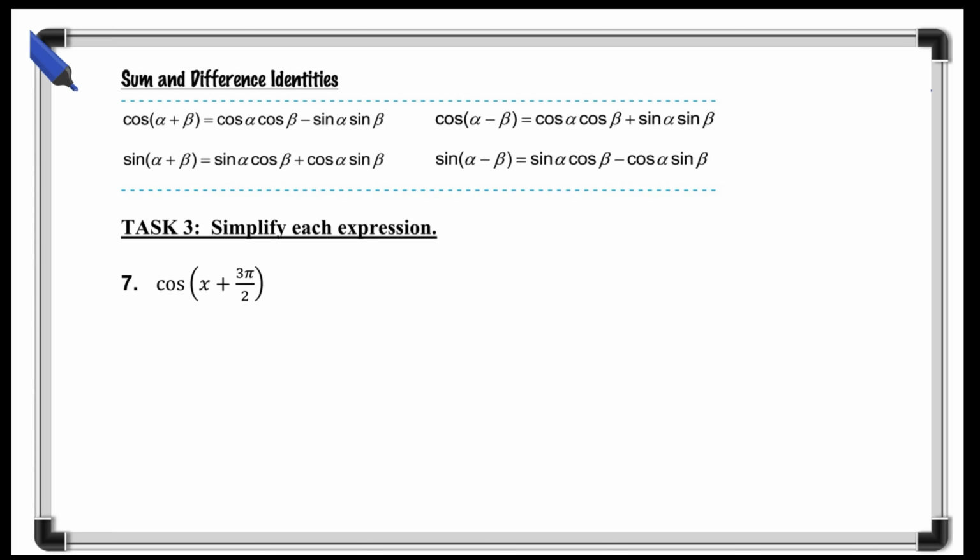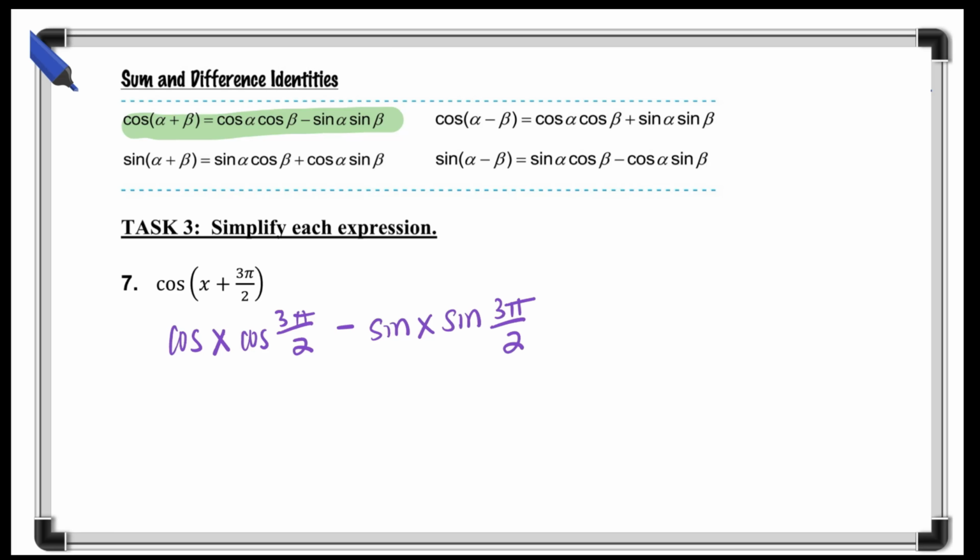Okay, in this last question, we're going to figure out what we have here with a cosine, and we are adding, so we're going to use this identity right here. So what we've got is cosine of my first angle, which is just x, and then we're multiplying that by cosine of my second angle, which is 3 pi over 2. And then we are subtracting sine of x and then sine of 3 pi over 2.